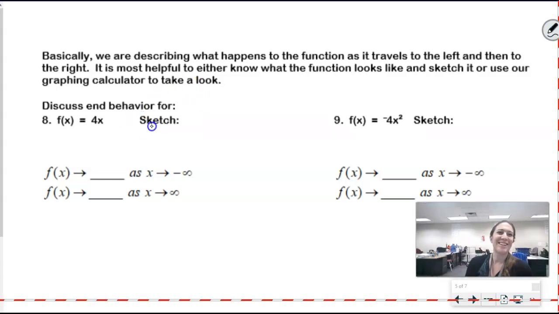All right, so it says, discuss the end behavior for this function. Now, if you're not sure what it looks like, you have a graphing utility. So you would just type into y1, 4x. But I think we can all agree what this looks like. This is a line.